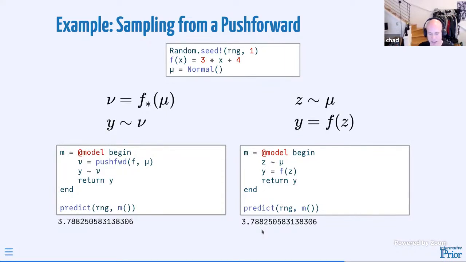So these might seem to be exactly the same, and they are in terms of sampling. But if we were to do inference on these, there are some differences. Typically, this y is what we would statistically call a non-centered parameterization. So there can be significant differences in doing Bayesian inference on one form versus the other. So it's important to have both of them available.